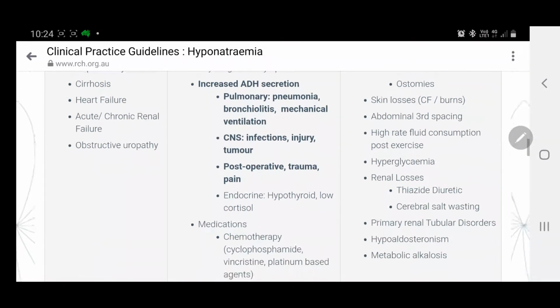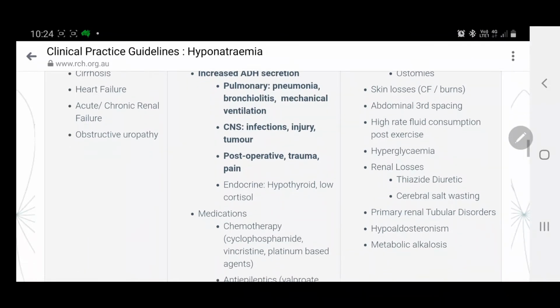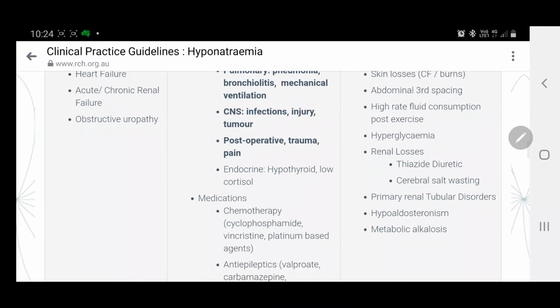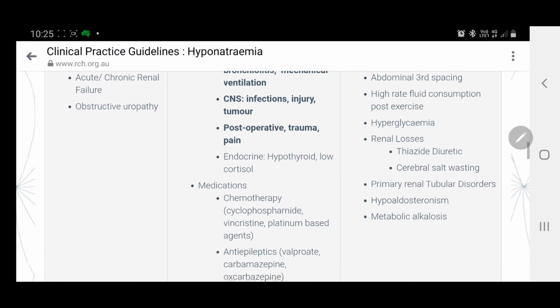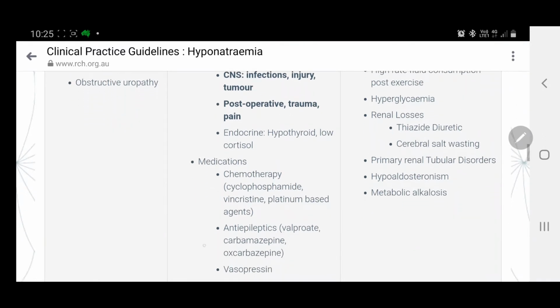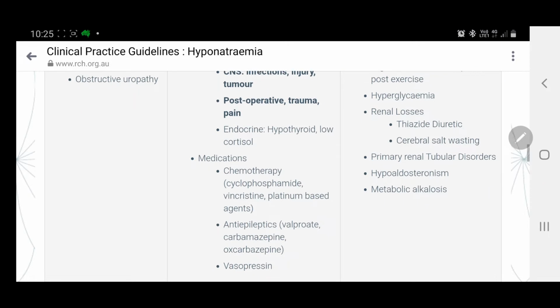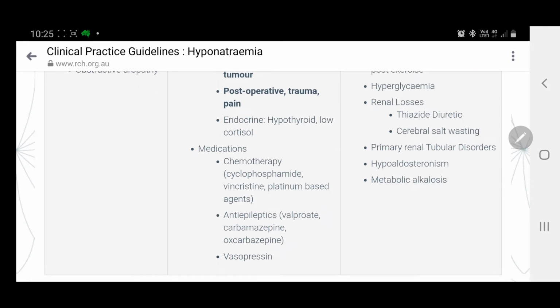Medications can also lead to euvolemic hyponatremia, such as chemotherapy, cyclophosphamide, vincristine, platinum-based agents. Antiepileptics and vasopressin can also cause hyponatremia.